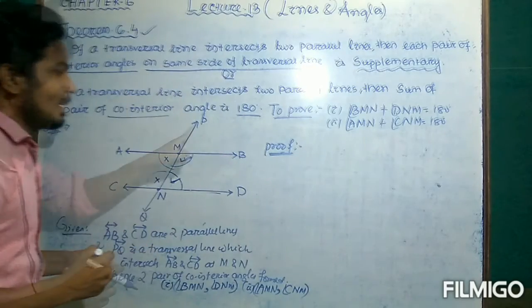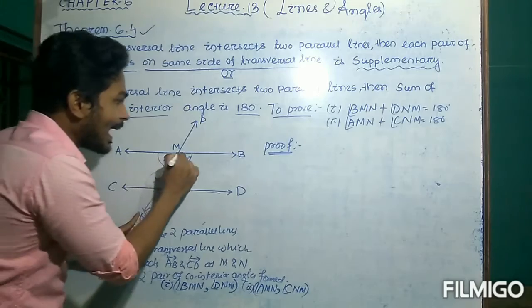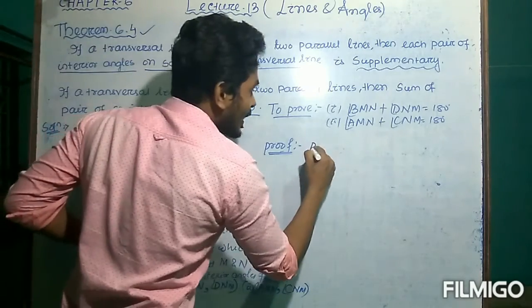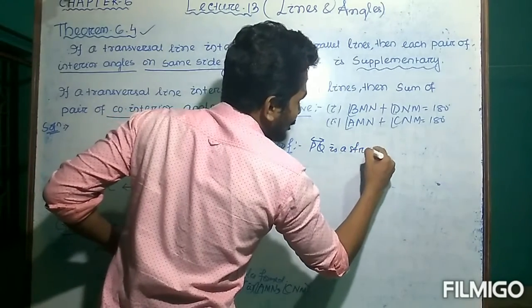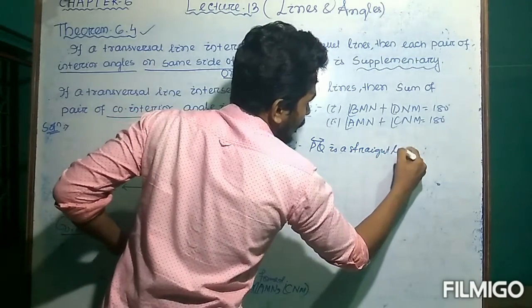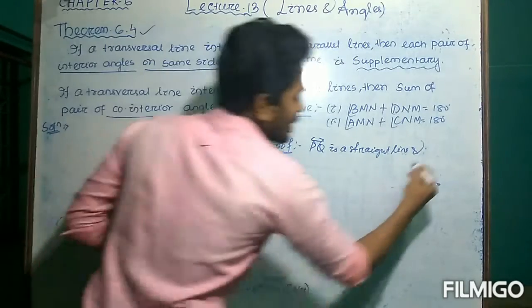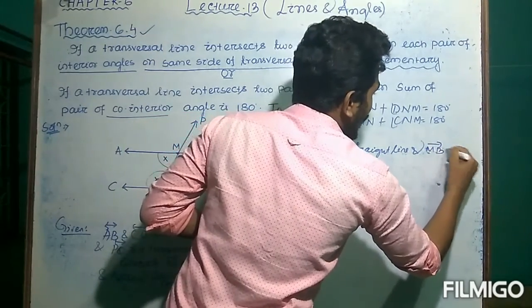See, PQ is a straight line, and on this straight line, MB is a ray. Yes or no? Yes. So write it: PQ is a straight line, and MB is a ray on it. MB stands on it.